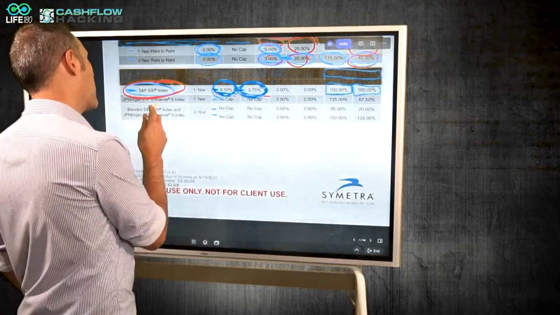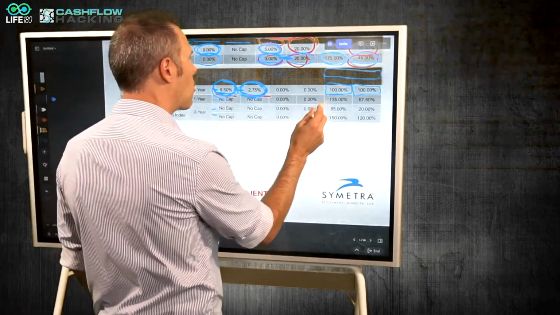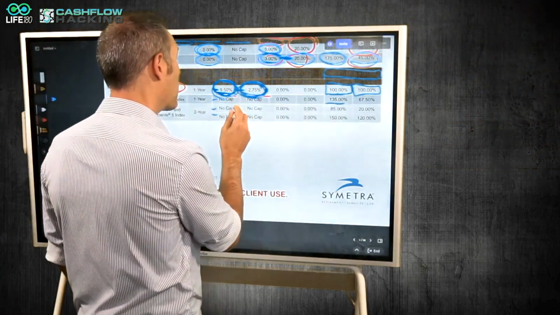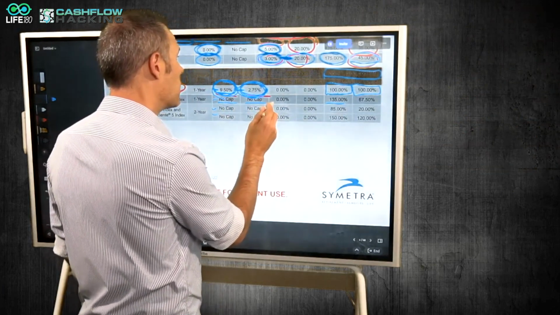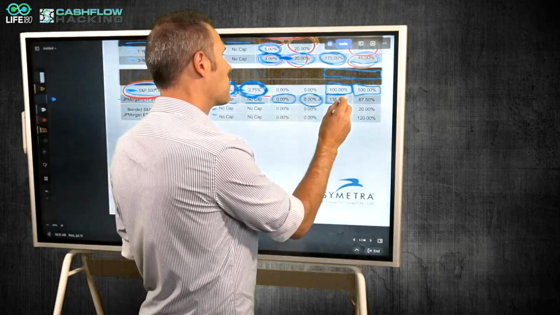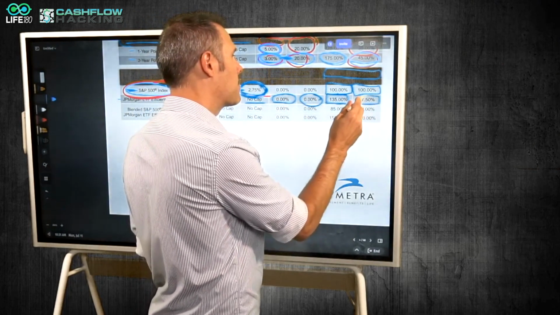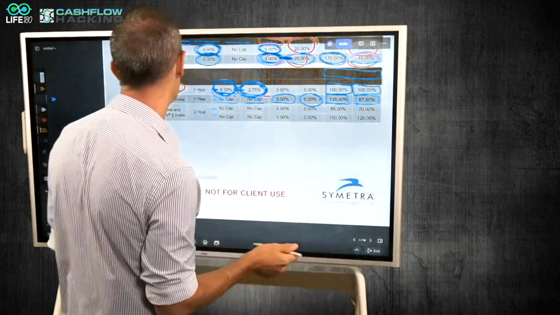Now the JP Morgan Efficient 5 Index right here, you can see no cap, no cap, no cap. Current, so no cap, it's a no cap product. Guaranteed, you can't lose your money, so to speak. Right now it's 135% participation rate, but they can drop it. They could basically cut it in half to 67.5%.